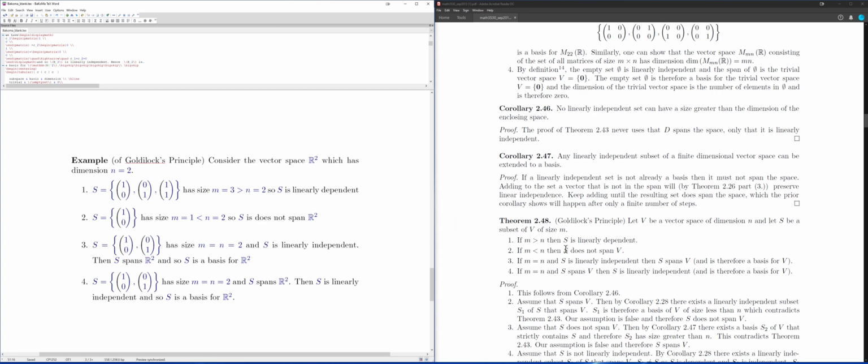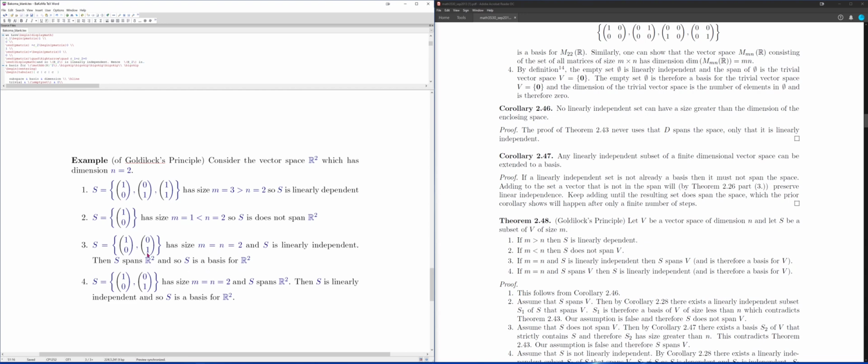Now, the third case is that I have a subset whose size is equal to the dimension. Remember, the small n is the dimension, which in this example is equal to 2, and I have a subset of size 2 now. If I happen to know that this subset is linearly independent, then it automatically spans, and because it would automatically span, it would be a basis for R2.